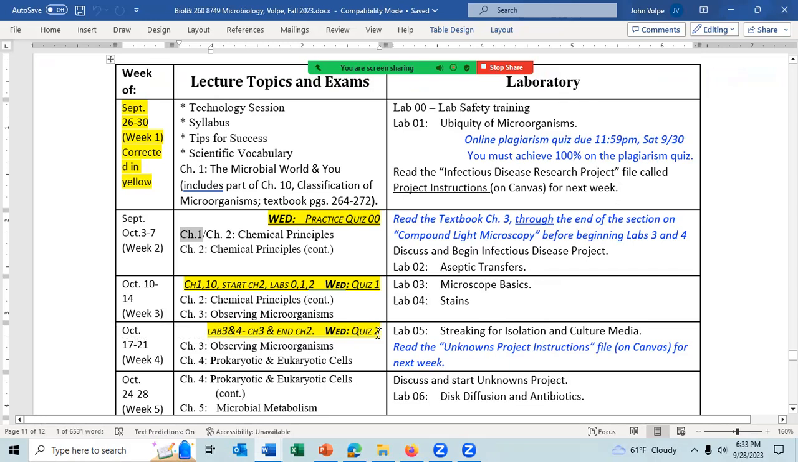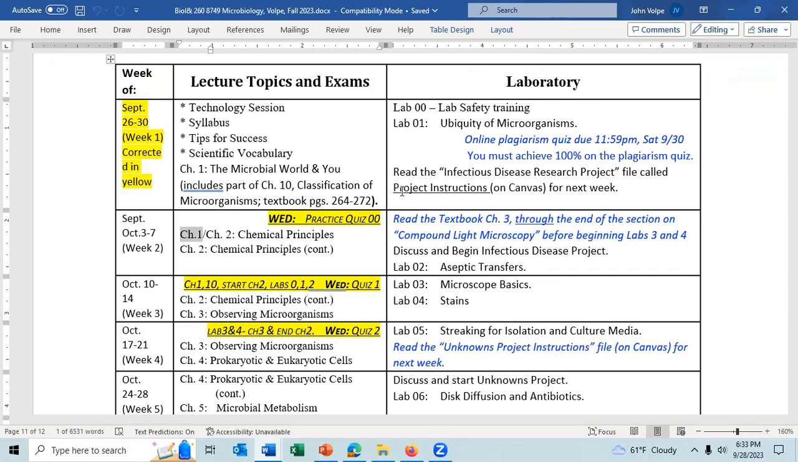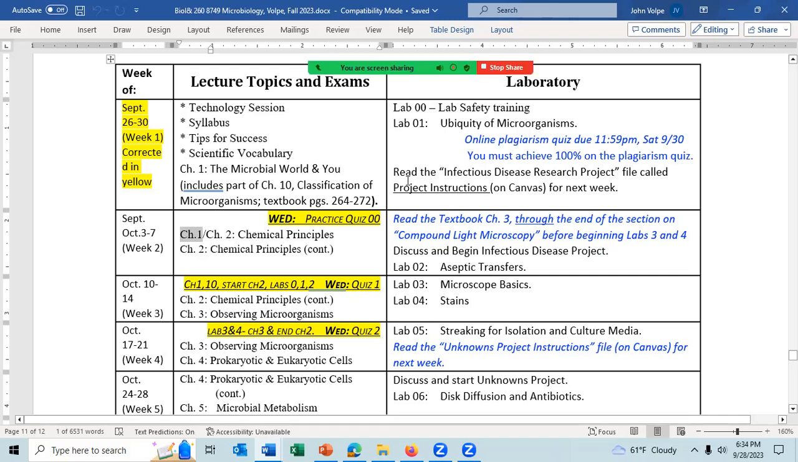All right, today is September 28th, and today we're going to talk about Lab 01, the ubiquity of microorganisms. Let me remind you that the Lab 00 worksheet must be turned in by 8 a.m. this Friday. And the Lab 01 worksheet should be turned in by 11:59 p.m. this Saturday.